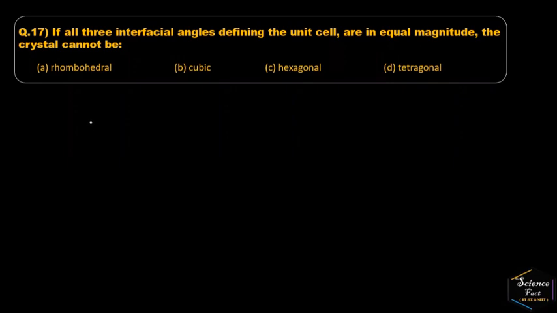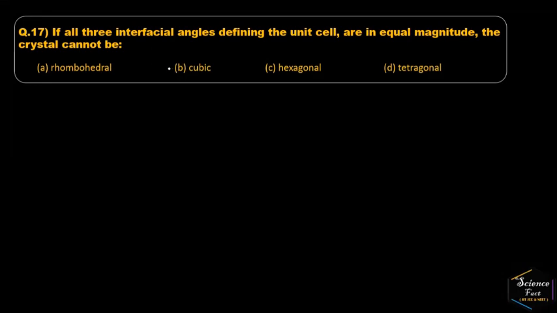This is question number 17. In this question, it is given that if all the three interfacial angles defining the unit cell are of equal magnitude, the crystal cannot be. Of course, this is a very simple question, but the relationship between interfacial angles and edges you should remember.